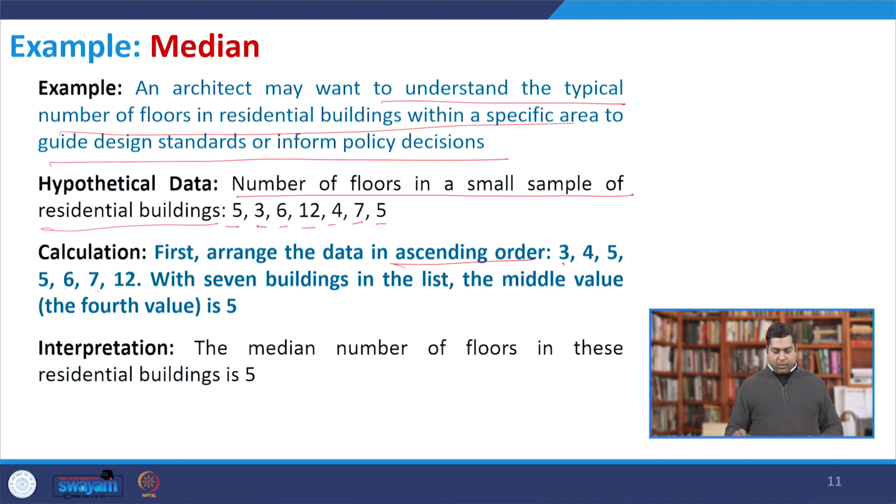So, in this case also you have an odd number, right. For an odd number it is very easy to calculate. So, with these 7 buildings in the list, the middle value is nothing but the 5, right. So, this is something you can easily calculate. The median number of floors in this particular case is 5. So, we can take a call on that.